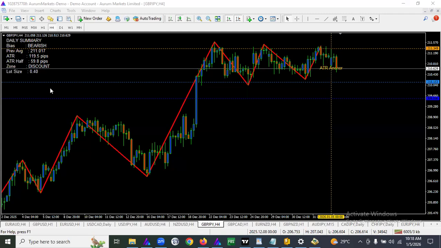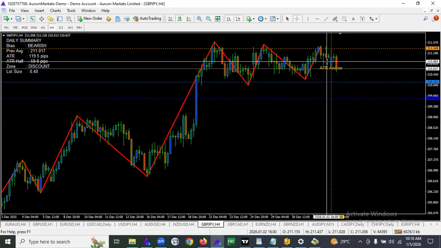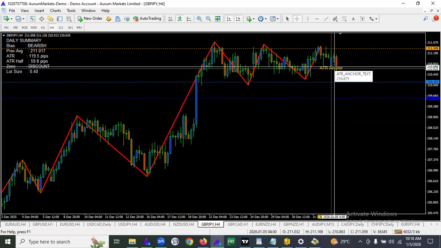Is that clear? Before we look for a sell, price has to pull back between 59.8 to 119.5 pips to the upside. Now look at what played out today. This was the opening for the day, right? So let's see how you can see price pulled back.